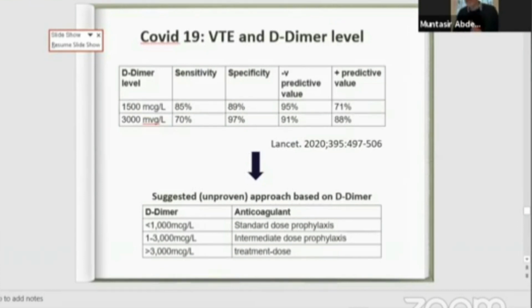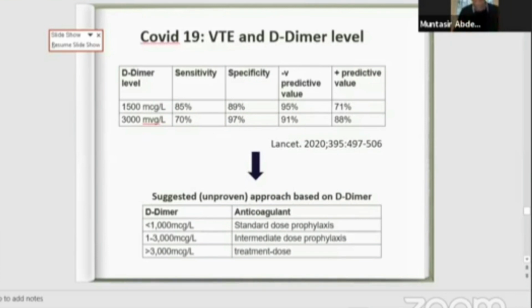If the D-dimer is less than 1000, then PE and DVT are unlikely, and probably this is due to inflammation, and you can settle for standard anticoagulant prophylaxis, like 1 dose of enoxaparin or dalteparin. However, if D-dimer is between 1000 and 3000, then you can use intermediate dose prophylaxis, where you use double dose, enoxaparin twice daily or dalteparin twice daily. And if it is more than 3000, then you should suspect pulmonary embolism.